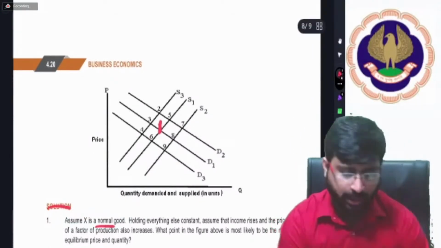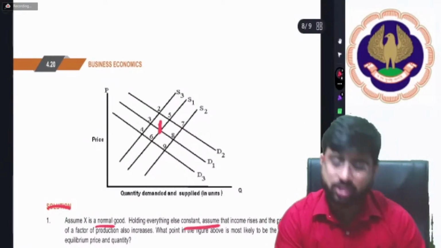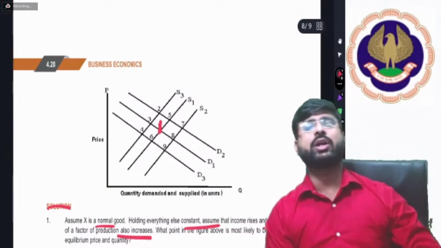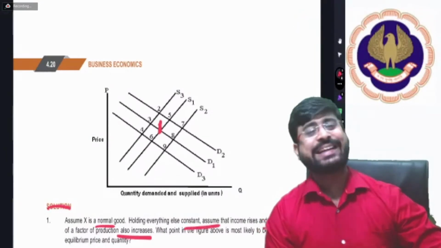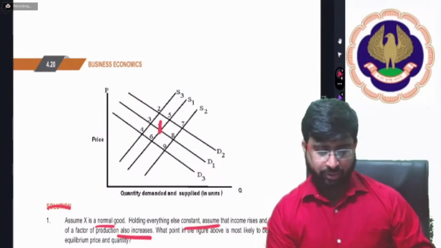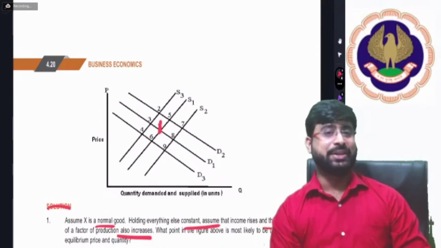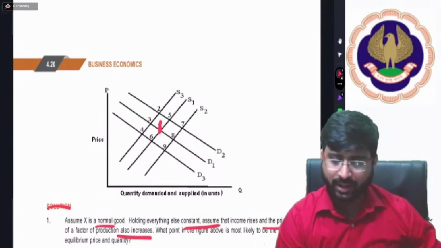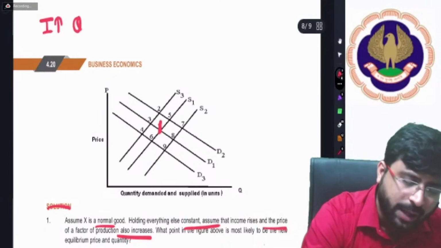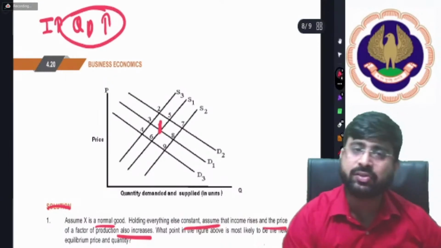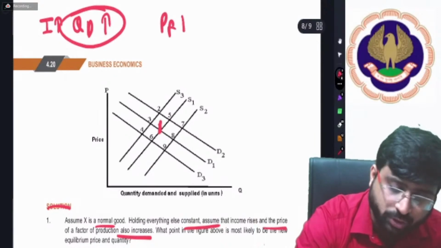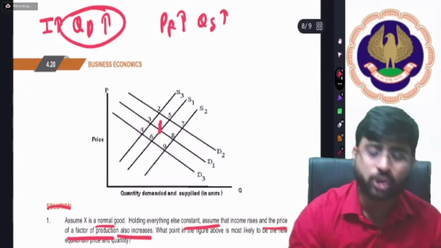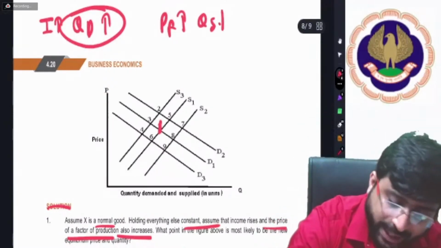Assuming X is a normal good, holding everything else constant, assuming that income rises and price of a factor of production also rises. So income is rising and prices of factors of production are also rising. Now you have to pay a lot of attention. If income is rising, what will happen to quantity demanded? It will rise. But if price of factor inputs is rising, quantity supplied will fall because cost of input is rising.